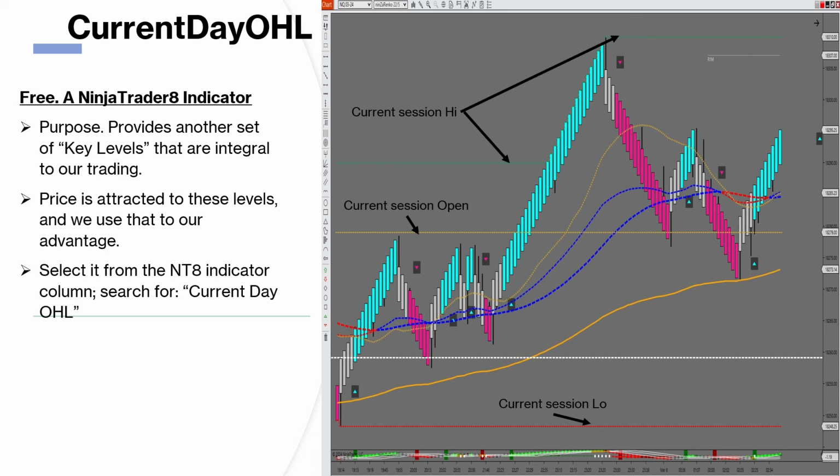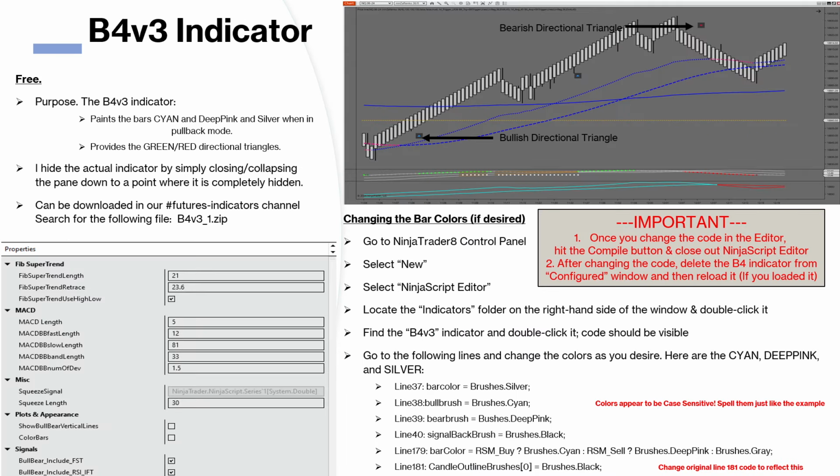Current day open, high, low, and close. These are some key levels that I incorporate through the day. These are targets or objectives that market participants typically shoot for. B4 V3 indicator. The primary purpose of this is to generate the up and down triangles, which set us up to be looking for the John Wicks and the B4 jiggles.